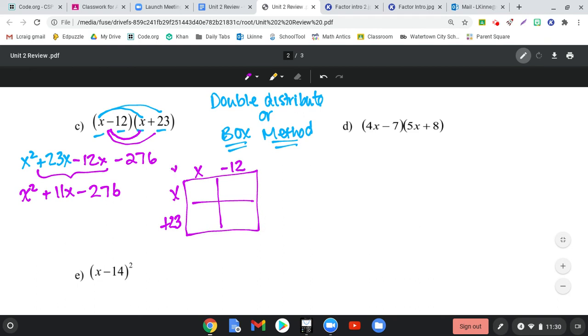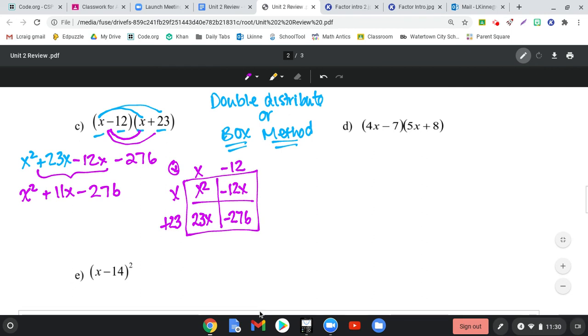And then inside of there, you're going to multiply, just like you did here. It's just helping you distribute. So x times x, x squared. X times negative 12, negative 12x. And then your bottom row, you're taking the 23 and distributing it to both of those. So 23 times x is 23x, positive, so you don't have to put the plus sign. 23 times negative 12, you're multiplying, negative 276.